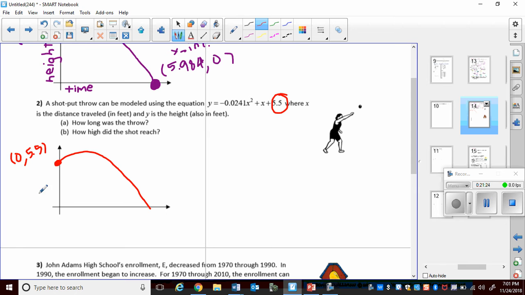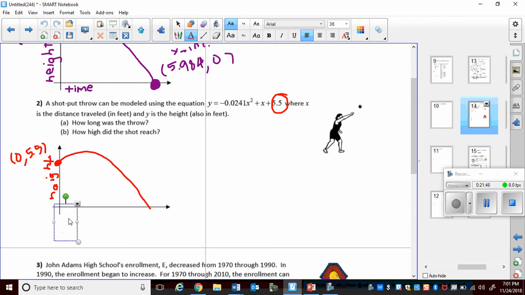But other things I can label right now, I can label the axes. So this is my height. This is the height. Okay? A little bit messy, but it works. This is the height. And then here, we got distance. This is the distance.